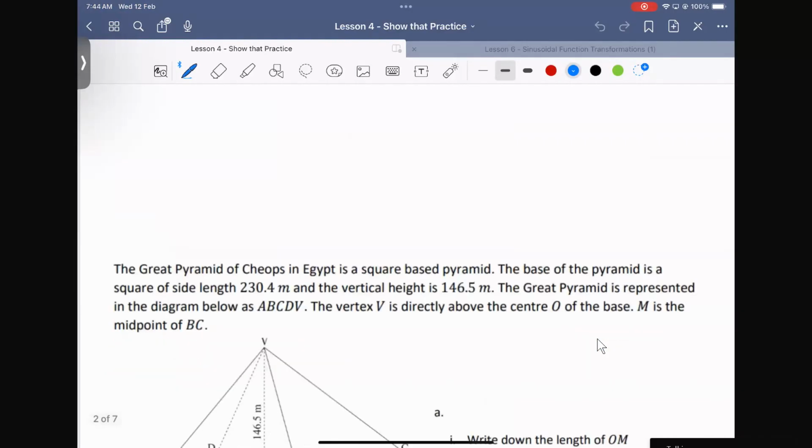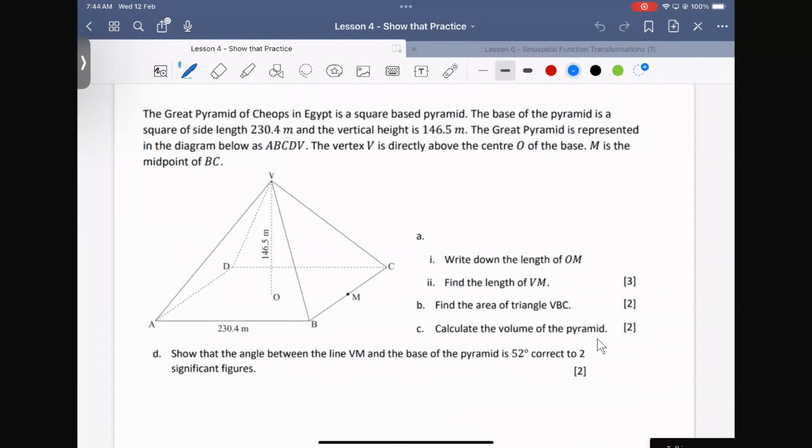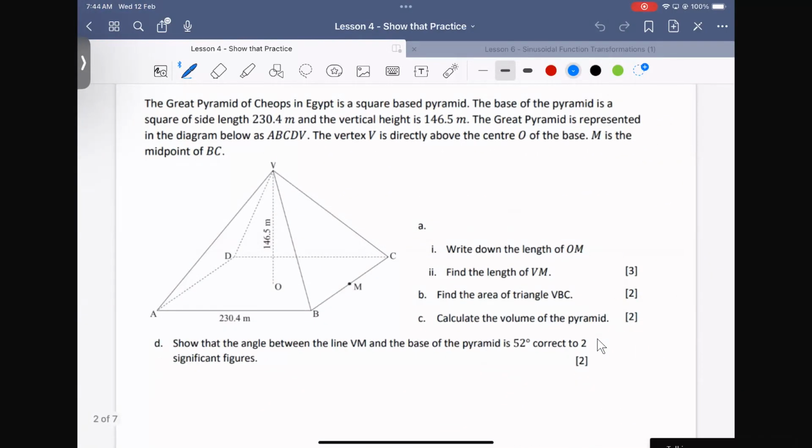This is a question, or part of a question, that we had on our semester exam. I'd like you to have a warm up and have a go at A, B, and C for this one. Have a go at parts A, B, and C. I'll give you 6 minutes for this. Let's get started.